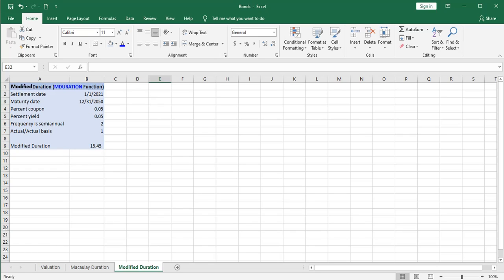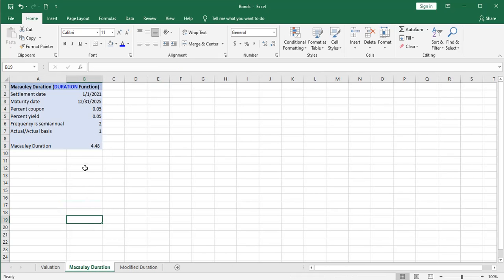This video's gone a little longer than I expected. If you are curious about how these things work, I recommend you load up these functions, MDURATION and Macaulay duration, and just experiment with different maturities, coupon rates, and yields, and you can get a feel for which direction things move with changes.